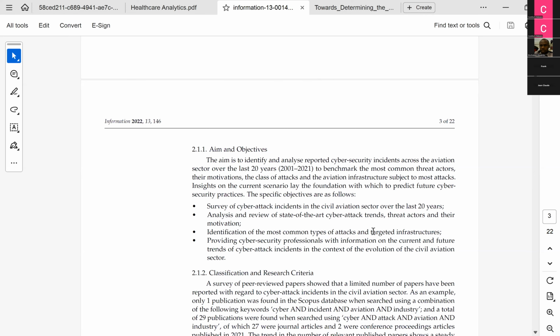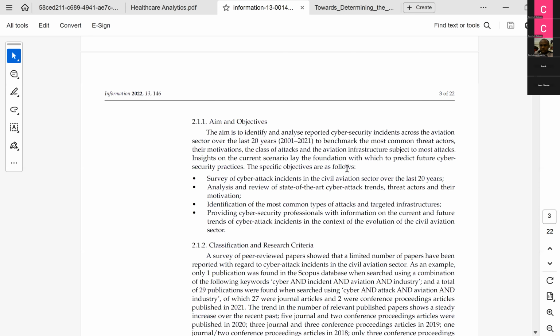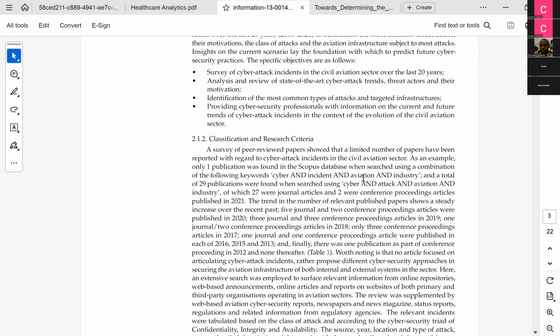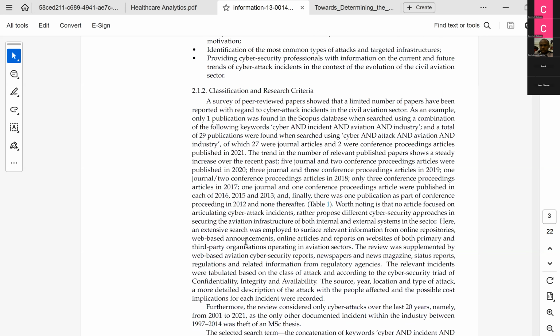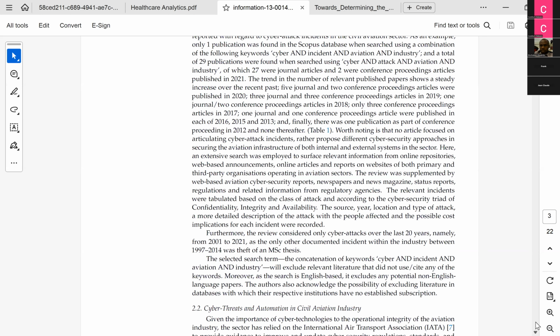Then this is the classification and research criteria: how we classified it, and the approach we used to get the papers. Okay. Now, when you look at each of them, that makes it reproducible. It means if you read through this work, you can understand what we did. So if you go further, you see some tables of the papers we searched for.